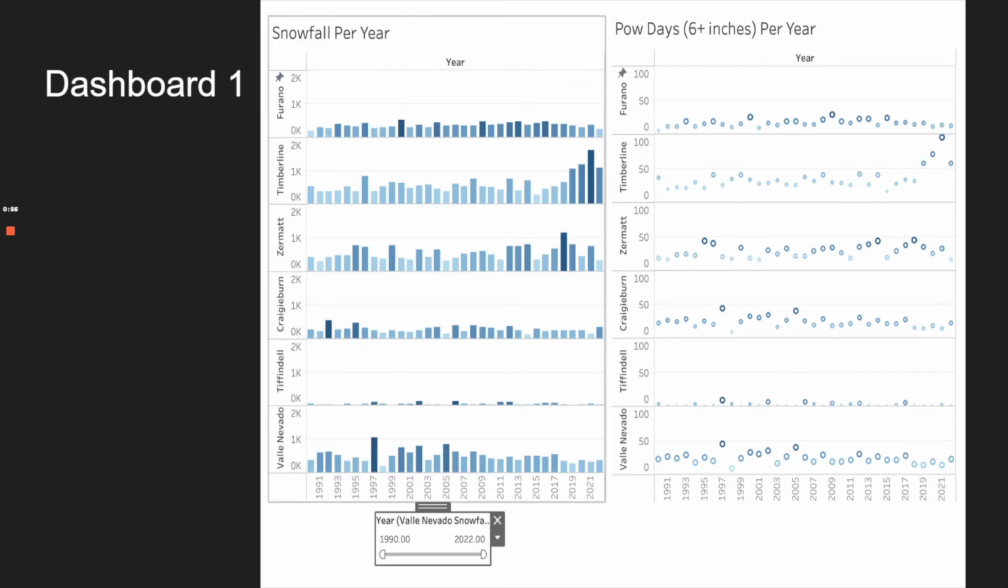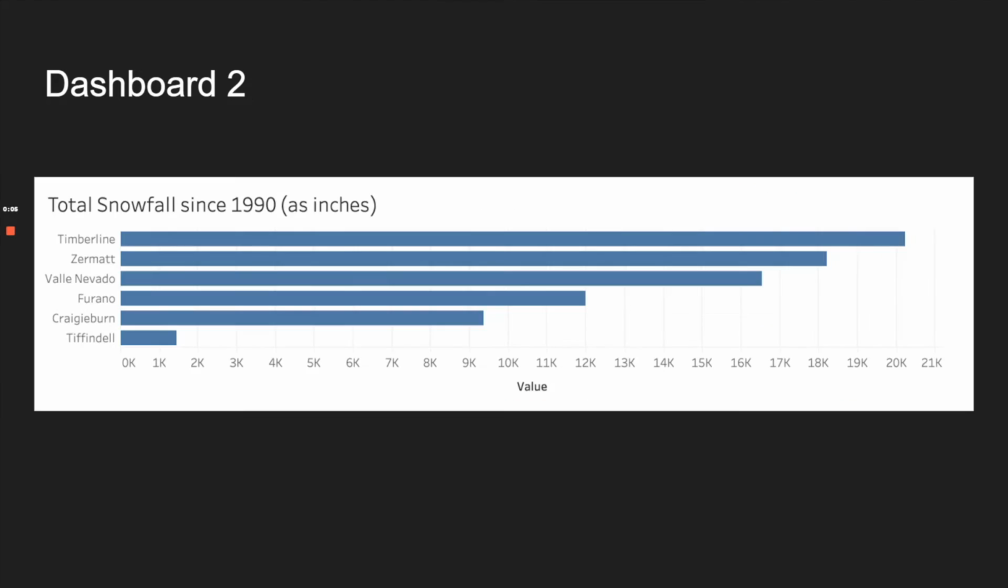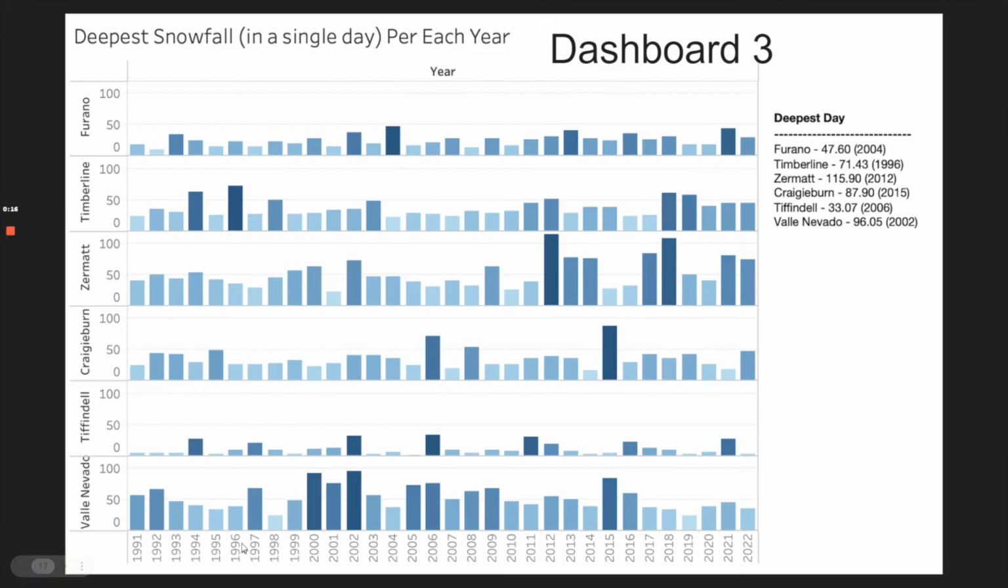The northern countries have more powder days per year than southern countries, with the highest powder days in the northern hemisphere at Timberline at 100 back in 2021. The highest powder days in the southern hemisphere is Valle Nevado at 50 back in 1997. Tiffindale shows no signs of improvement. The total snowfall since 1990 in inches shows that Timberline has about 20,000 and Tiffindale around 1,500.